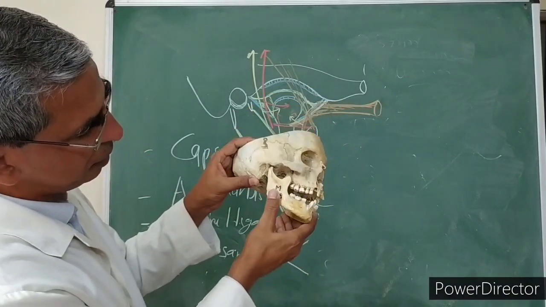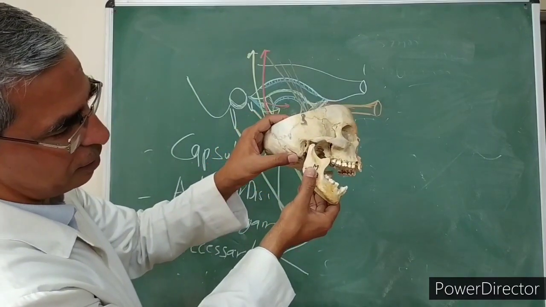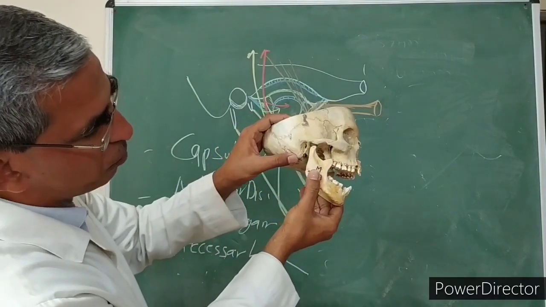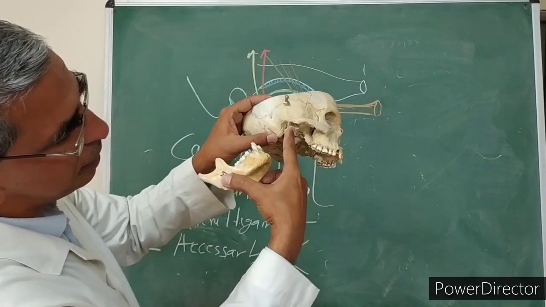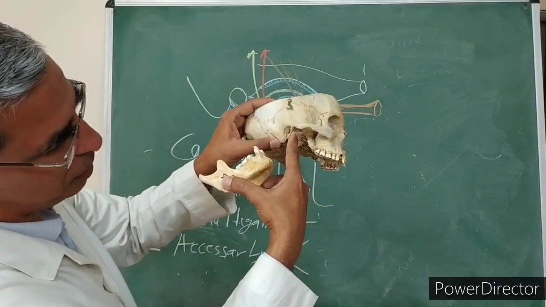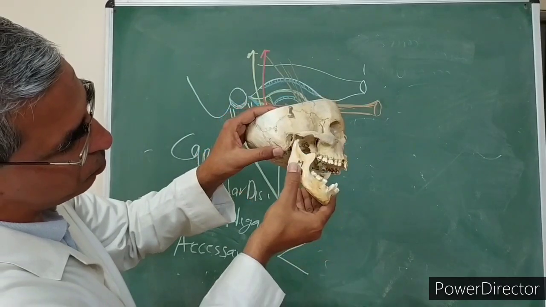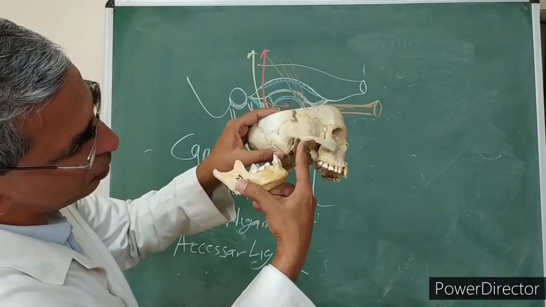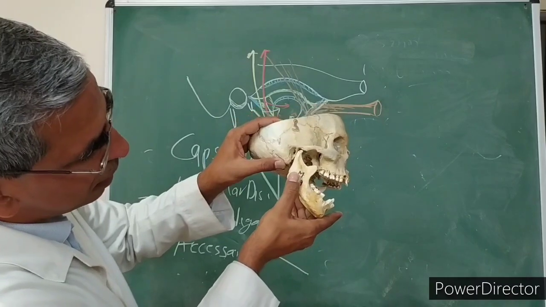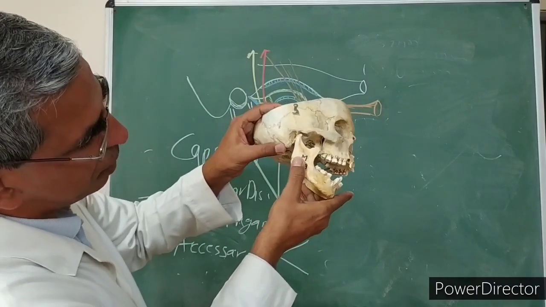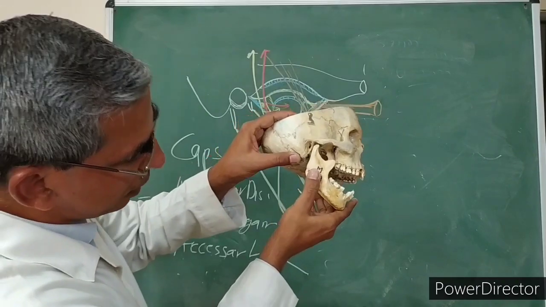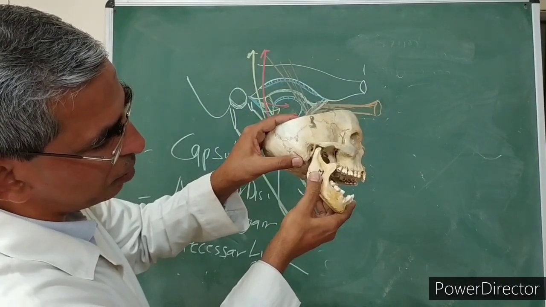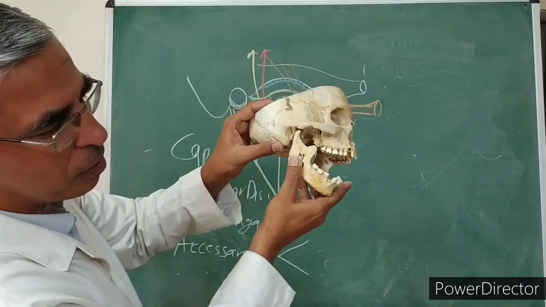During the depression, initially the rotation occurs. Then the gliding movement occurs. During the gliding movement, the whole, or the majority, of the disc reaches anteriorly. Now the articular tubercle prevents further gliding movement. So in the last phase, the head of the mandible rotates again in the lower compartment. In this fashion, the opening of the mouth occurs.